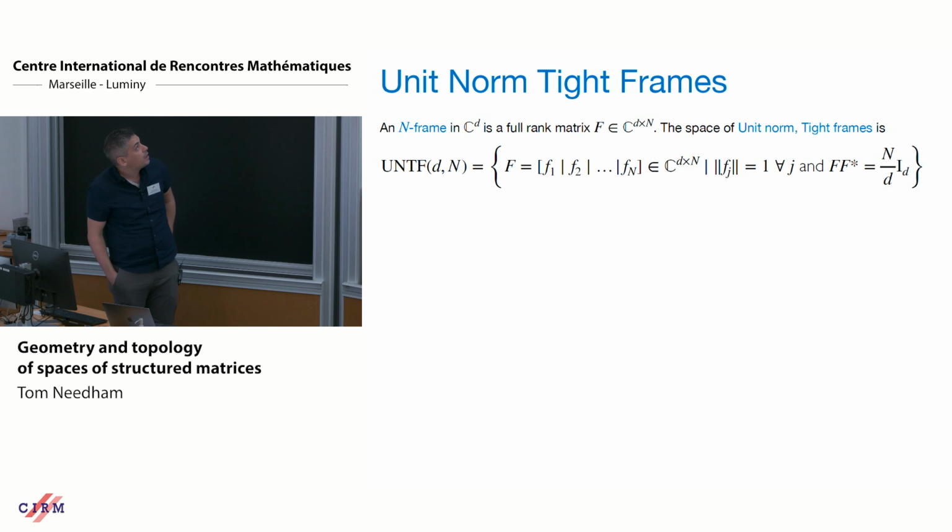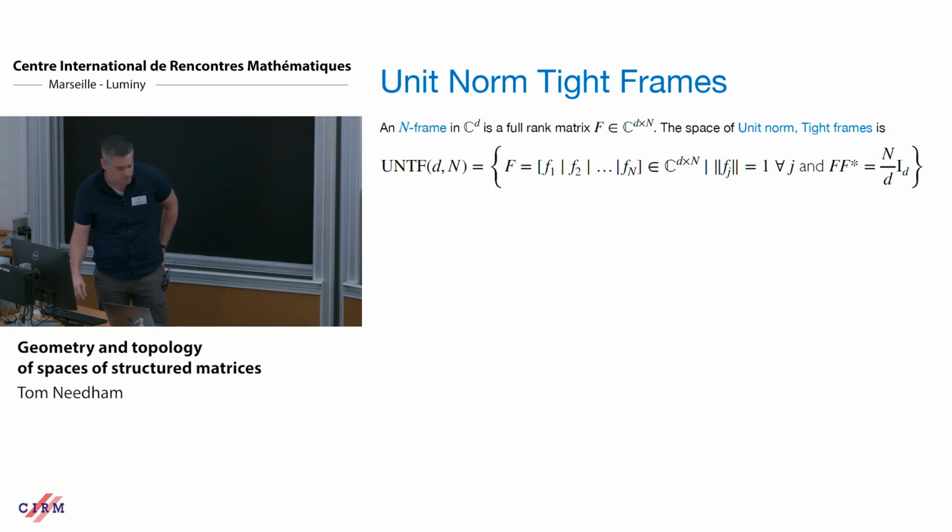An n frame in complex d-dimensional space is just a full rank matrix. The reason for the extra terminology, calling it a frame, is you can think about frames in Hilbert spaces, infinite dimensional Hilbert spaces, in which case there are more conditions to the definition. But in finite dimensions, it's just full rank.